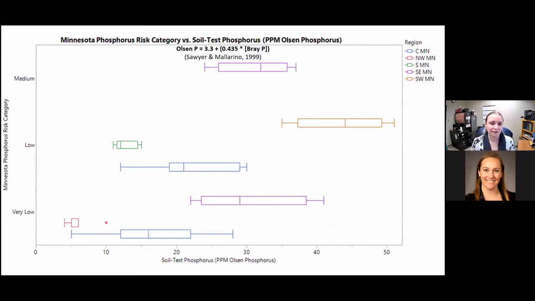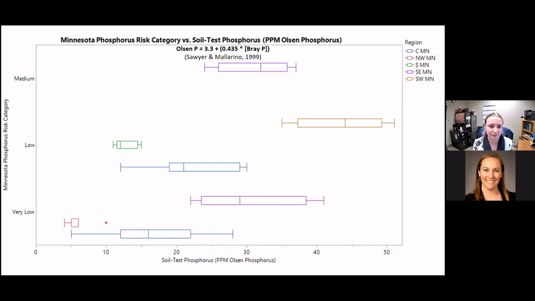So, I have an equation up here showing how we converted any Bray values to Olsen based on this reference. We see here that Southwest Minnesota in orange is higher than the rest of the data, even higher than the medium category here. This is showing us that even when soil test phosphorus is the highest in this data set, as we can see on the x-axis, ranging from 0 to 50.